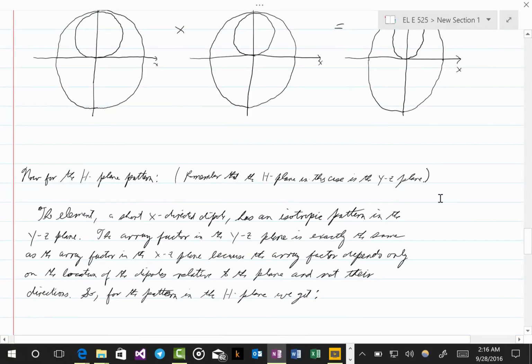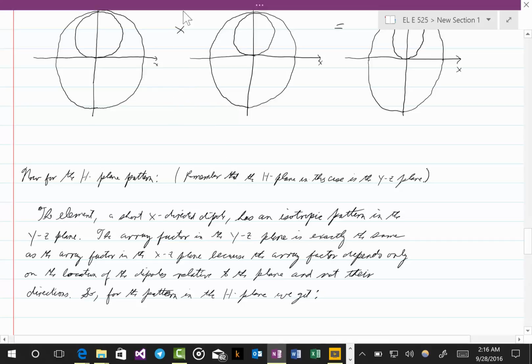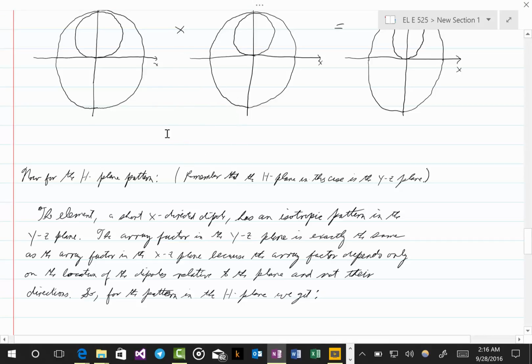Well, the element, as we've said, is a short x-directed dipole, and we're looking for the pattern in the YZ plane. Well, since the dipole is perpendicular to that plane, its pattern in the YZ plane is isotropic, similar to what we had above for the vertical dipole. When we were looking for the vertical dipole, we were looking in the XY plane. Now we're looking in the YZ plane for a horizontal dipole, but still, we conclude that the pattern is isotropic.